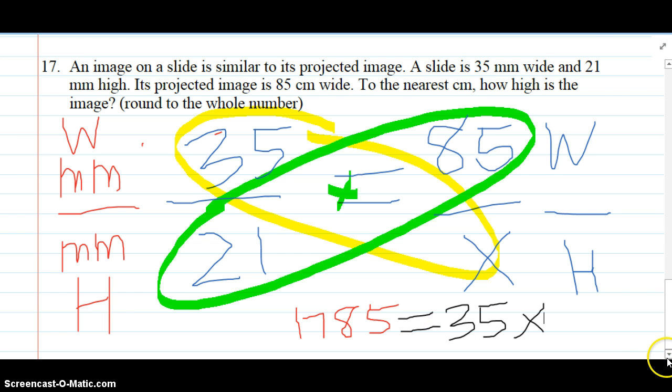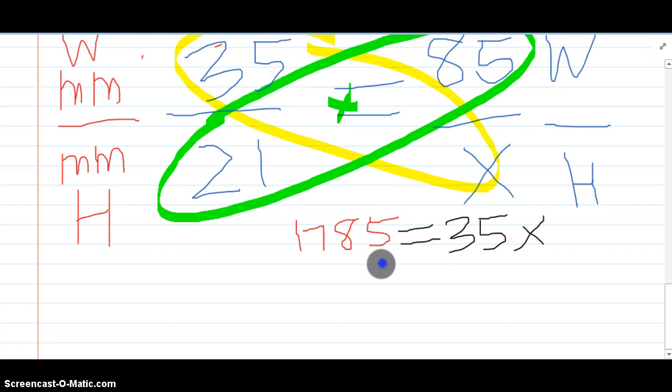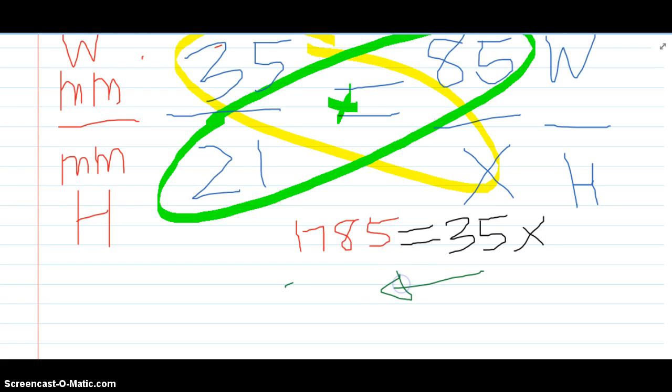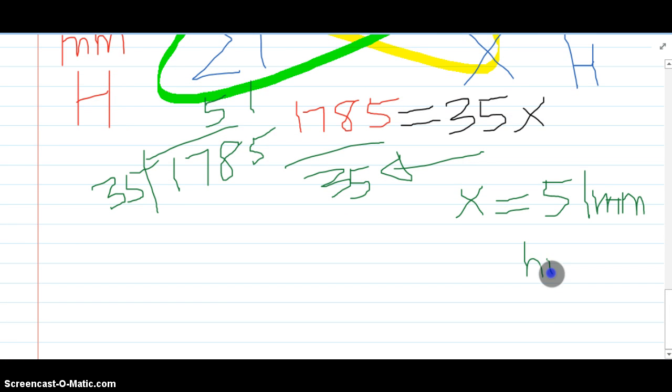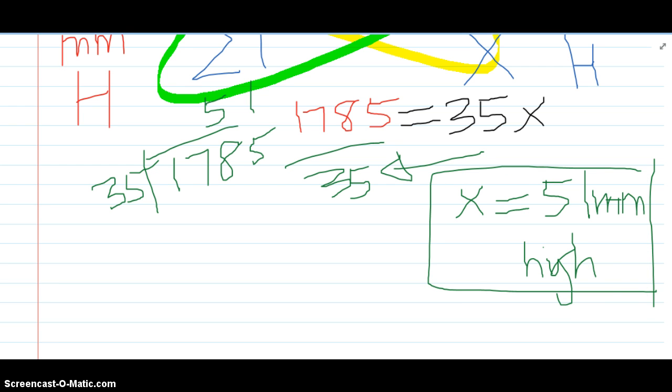To find my missing variable here, I'm then going to do a division of 35 with 1,785. When I divide that, I'm going to put 1,785 in the box and 35 outside. And my x will then be, when I divide, 5 and 1, so 51. And that's going to be 51 millimeters high, or the height of the image. And it's quite a large image that's being projected.